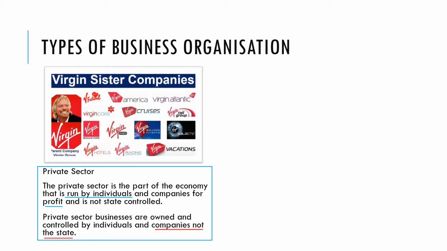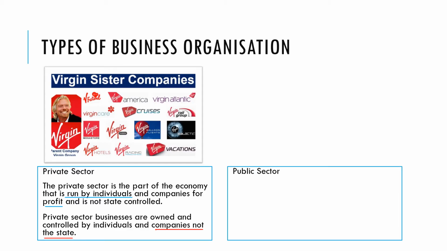A good example would be the Virgin Group. Here we have a company that owns lots of different companies, and Richard Branson is the major shareholder, and these businesses are run to generate a profit for him and the other shareholders in the companies.